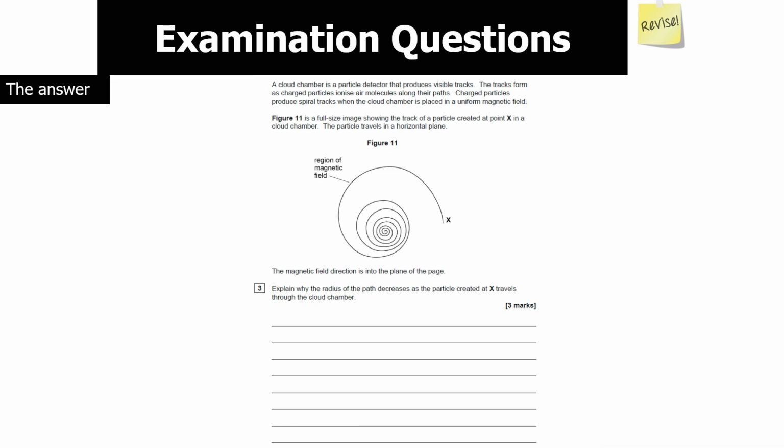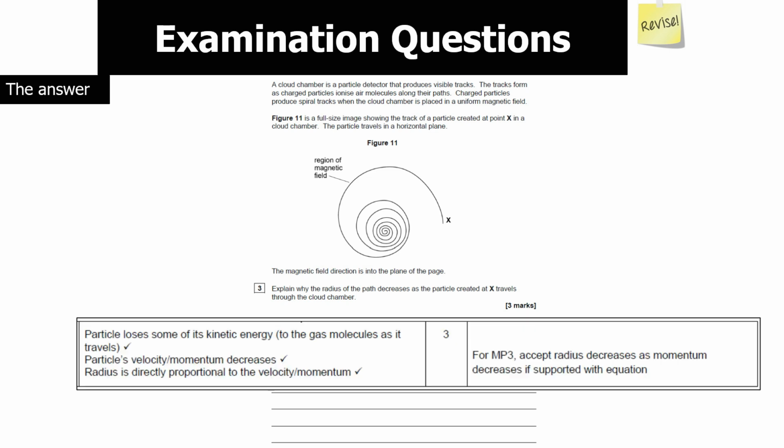Right, so how do you answer this particular question? It's important to note that as it's going through the cloud chamber, it's colliding with the particles in the chamber. Therefore, it's going to lose some of its kinetic energy as it whacks into them. The particle's velocity will therefore decrease, and its momentum will decrease. And we've just looked at our previous equation.